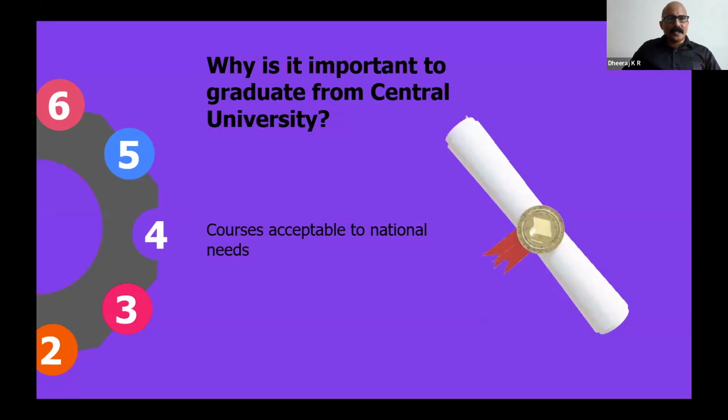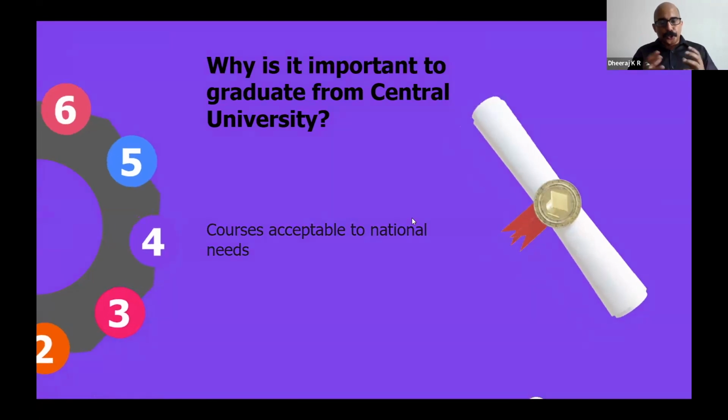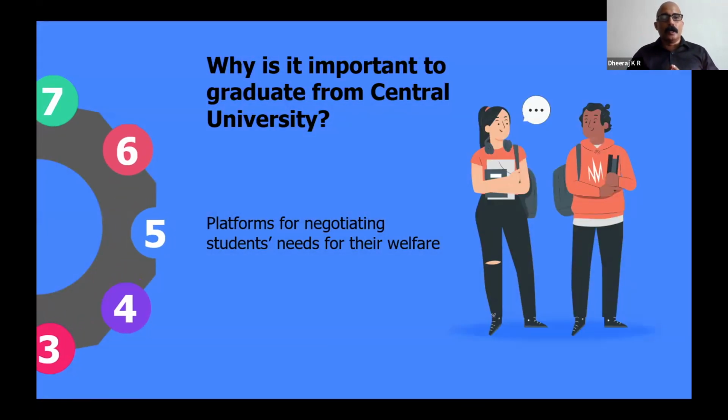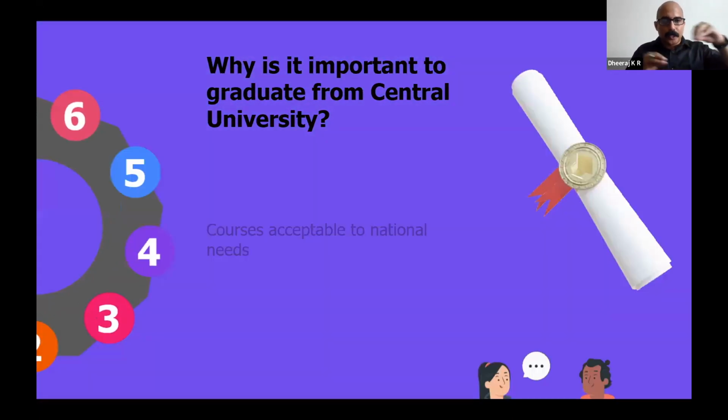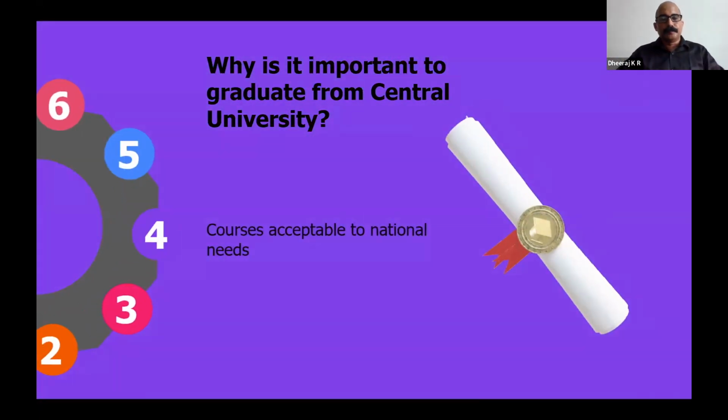Yeah. So why is it important to graduate from central universities? If you see the exposure side compared to the state-owned university, I'll give you an example. If you are studying in a university in Kerala, the students with whom you are going to mingle will be in and around 20 to 30 kilometers, 32 kilometers. So the thought process, the ideas, the culture, custom, everything is almost the same.